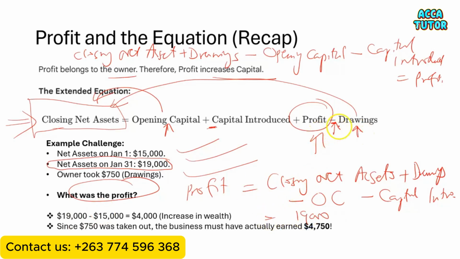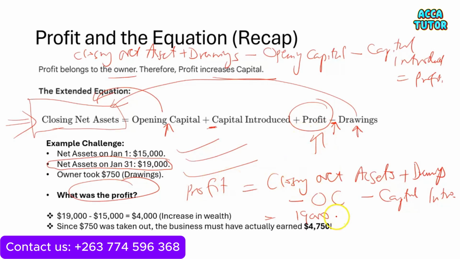Now, the opening capital has to be deducted. And how much was the opening capital? I mean, the opening net assets. The opening net assets were 15,000. Was there any capital introduced? No, we were not told. Then what about the drawings? We were told that the owner took 750. So we are going to add 750.